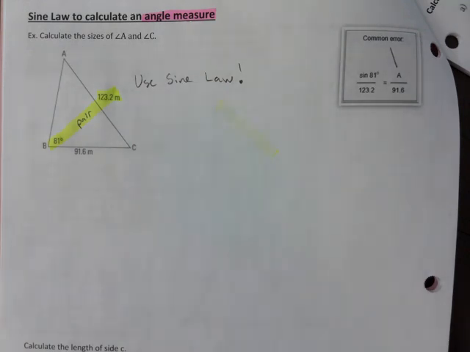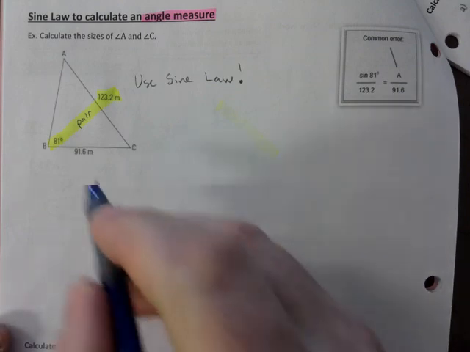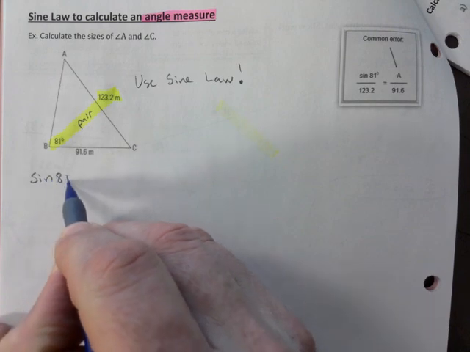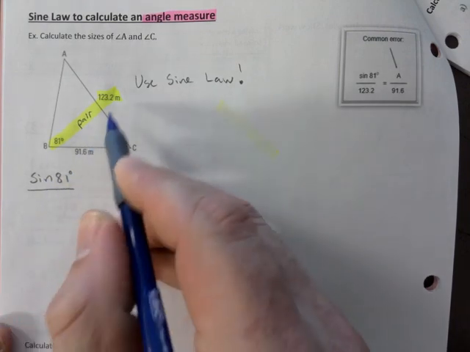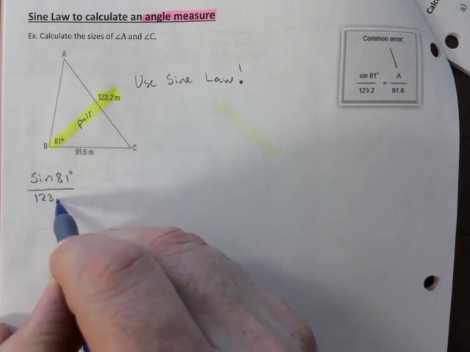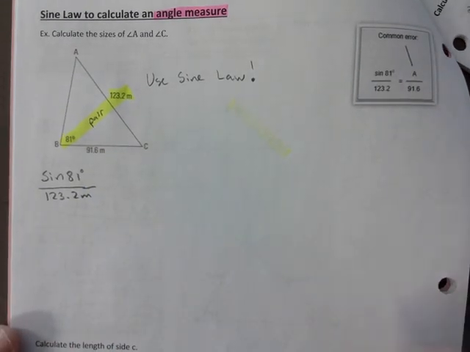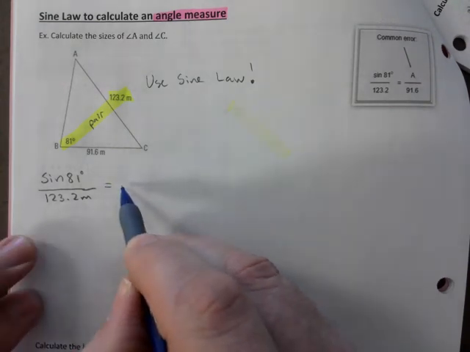As simple as that. So no SOHCAHTOA, right? Like there you have 3 cases. Here you just have 2. Okay, let's start with the pair that we have. Sine of 81 degrees over 123.2 meters. You start like that, just like before. Equals.